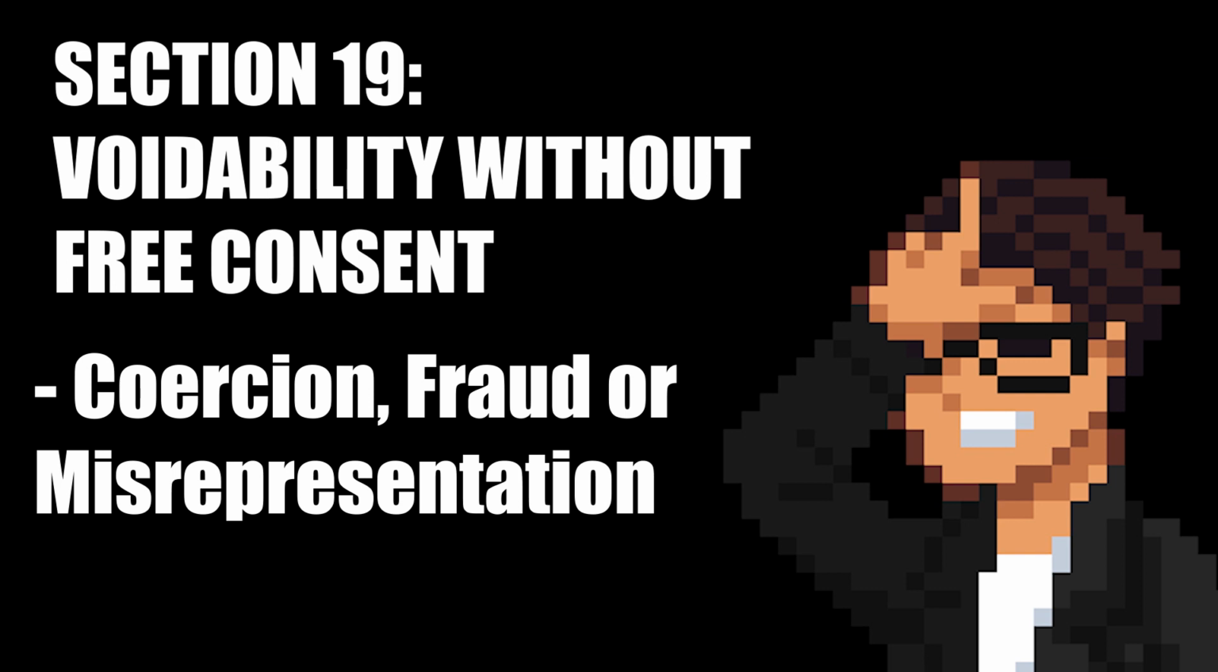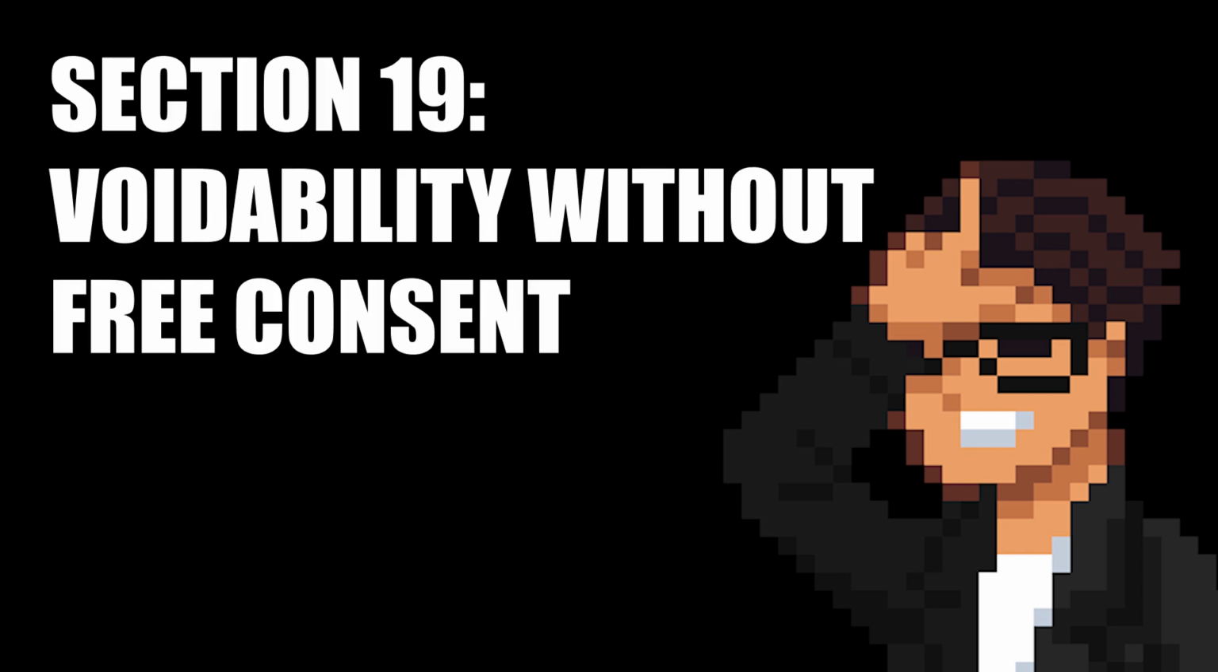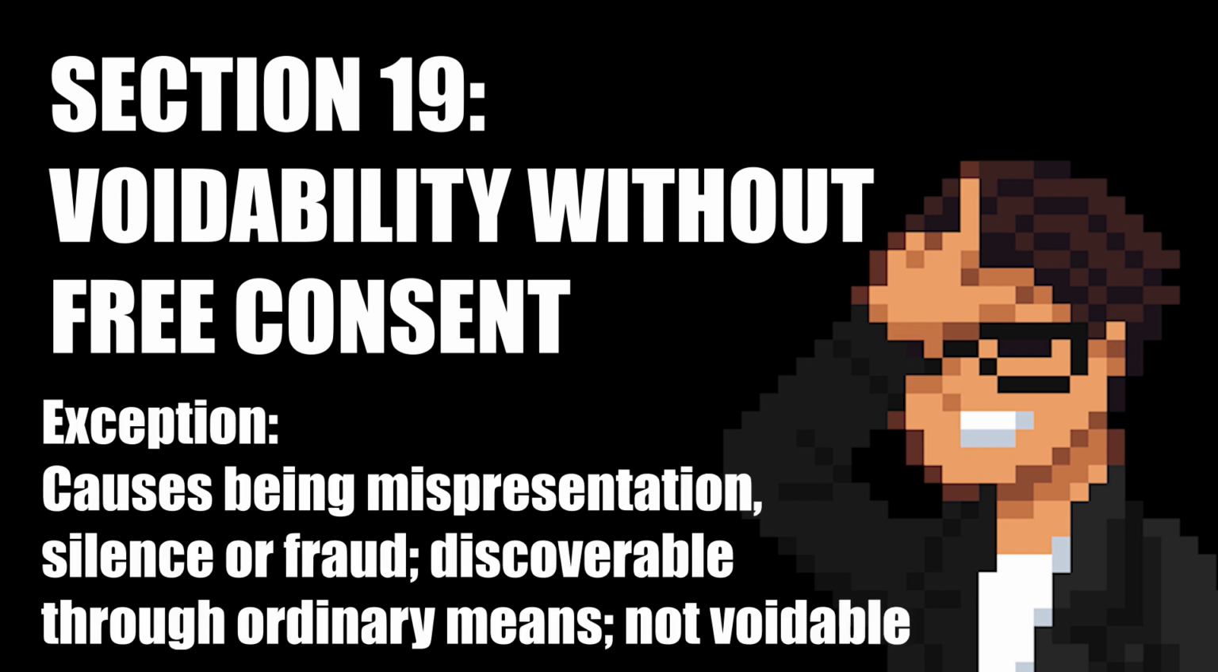Now, this section practically says that if your consent was caused by coercion, fraud, or misrepresentation, which is not free consent as is seen in section 14, then it's at your option whether it should be avoided or not. However, there is an exception to this section. The exception being that if the consent was caused by misrepresentation, silence, or as section 17 says, fraud, the contract won't be voidable. Why? Because if the party whose consent was taken could have discovered the truth with ordinary means, there is no meaning behind giving them the benefit of the doubt.